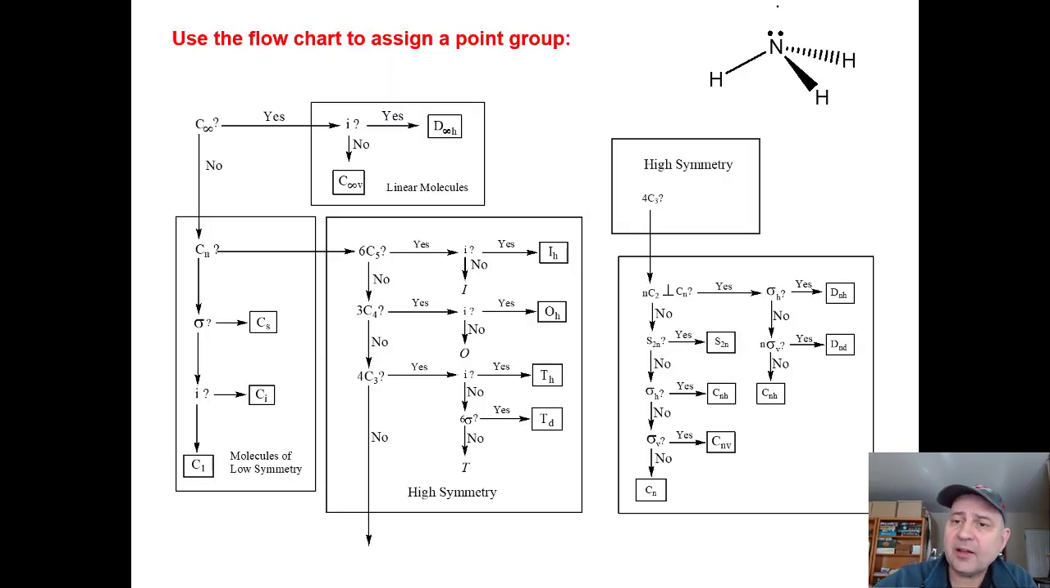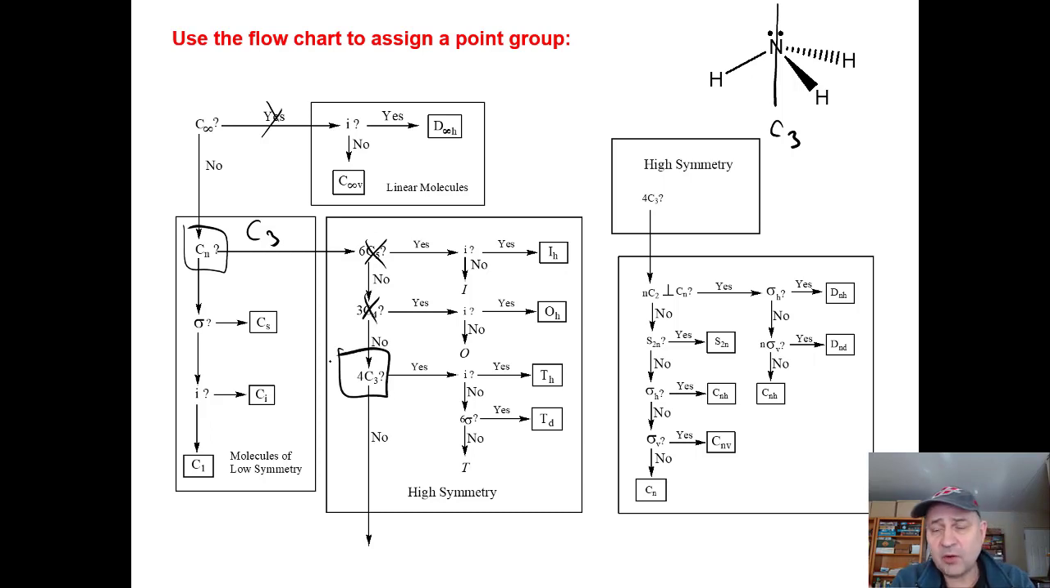So this one has a C3. So no C infinity here, but we have a C3. We come over here, okay. Do we have more than one? No, there's just the one. So we come down here to the lower symmetry block. Now we're looking for 3 C2s that are perpendicular to the C3. So they would be here.